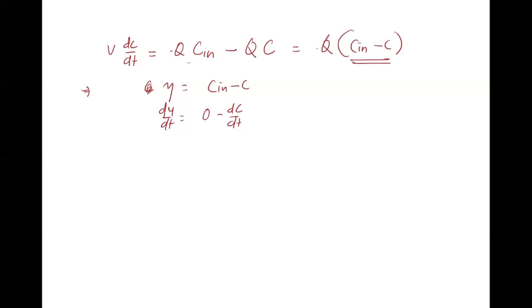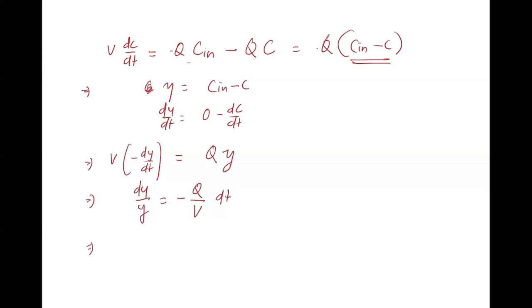So if I substitute that value over there, this will become dY/dt on the left, because dC/dt is equal to this, and the right side will be QY over V. Now it's a lot easier to solve, okay? That means dY/Y would be Q over V dt. Now let's integrate. Q over V is a constant, so I'll leave this out of the integration.